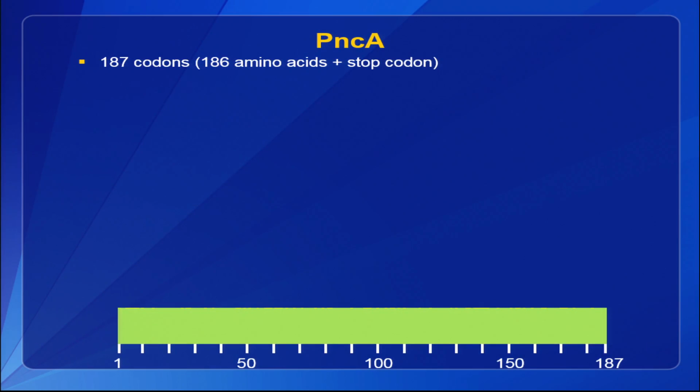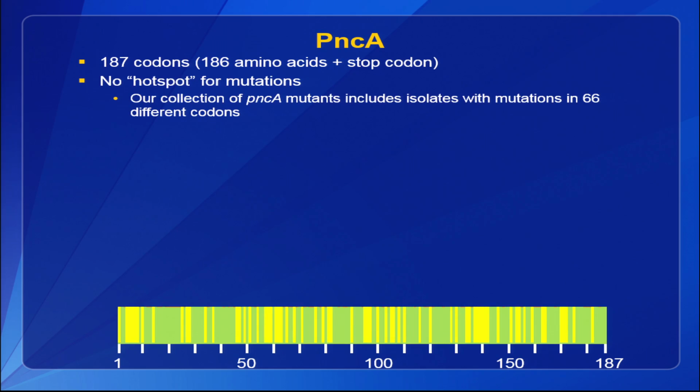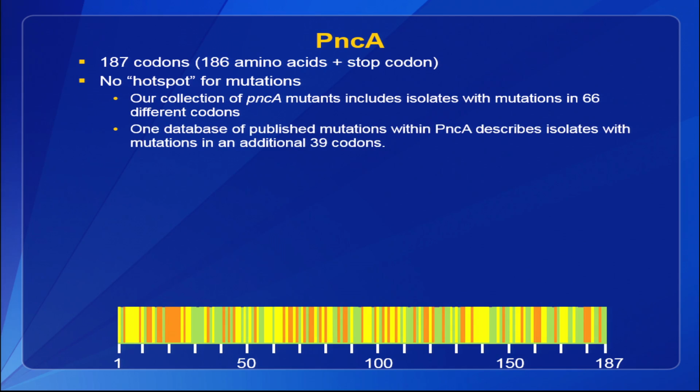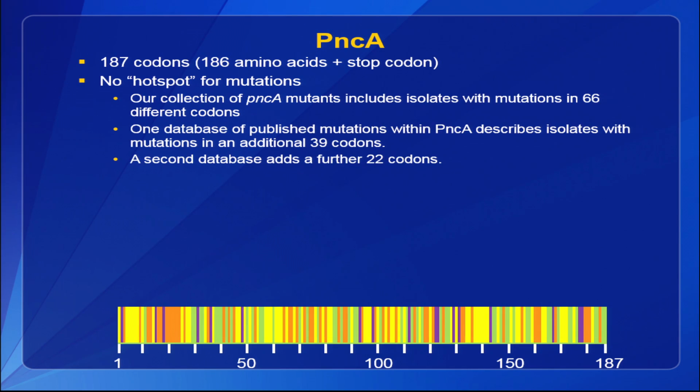If you look at pncA, as Barry mentioned, mutations can be found everywhere. There are 187 codons, and just remember green is wild type. You start looking at the gene, and from other people's work, our collection, and what's in the database, you start seeing a list of mutations. All the yellow is the codons where we saw mutations. Another database gave the orange, another database gave the purple, and I just got tired of doing this, so we stopped.